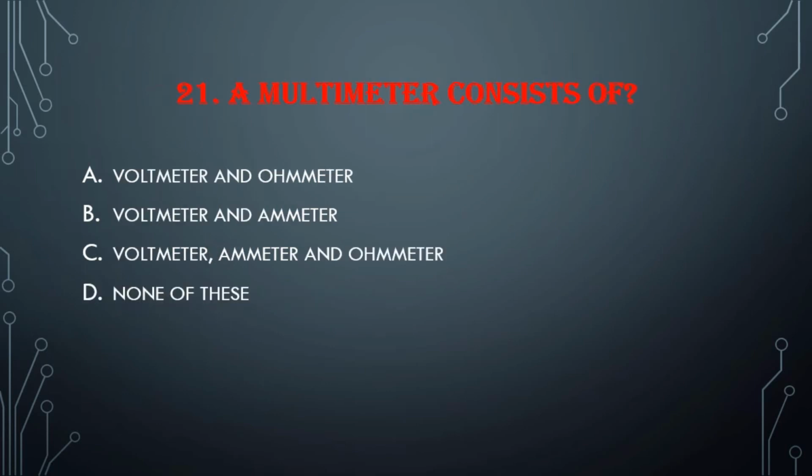The next question for you all, my friends, is: a multimeter consists of. The options are A. Voltmeter and ohmmeter, B. Voltmeter and ammeter, C. Voltmeter, ammeter, and ohmmeter, D. None of these. And your time starts now.